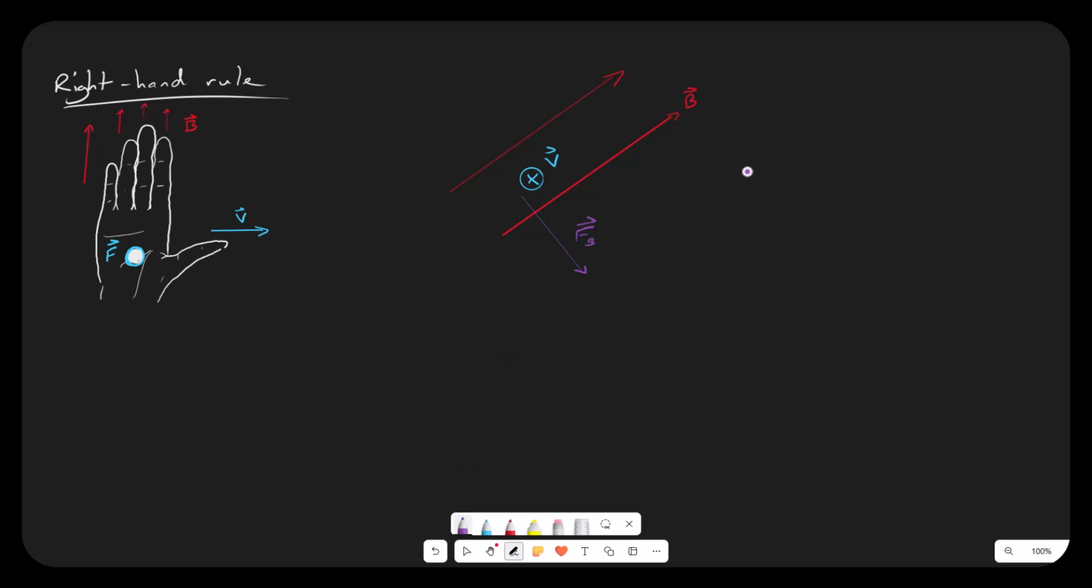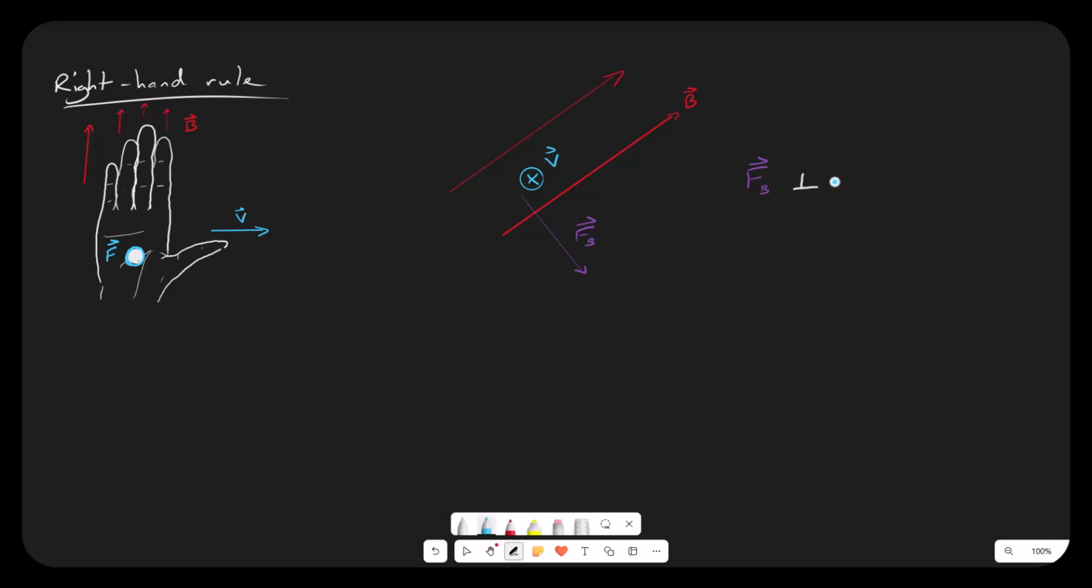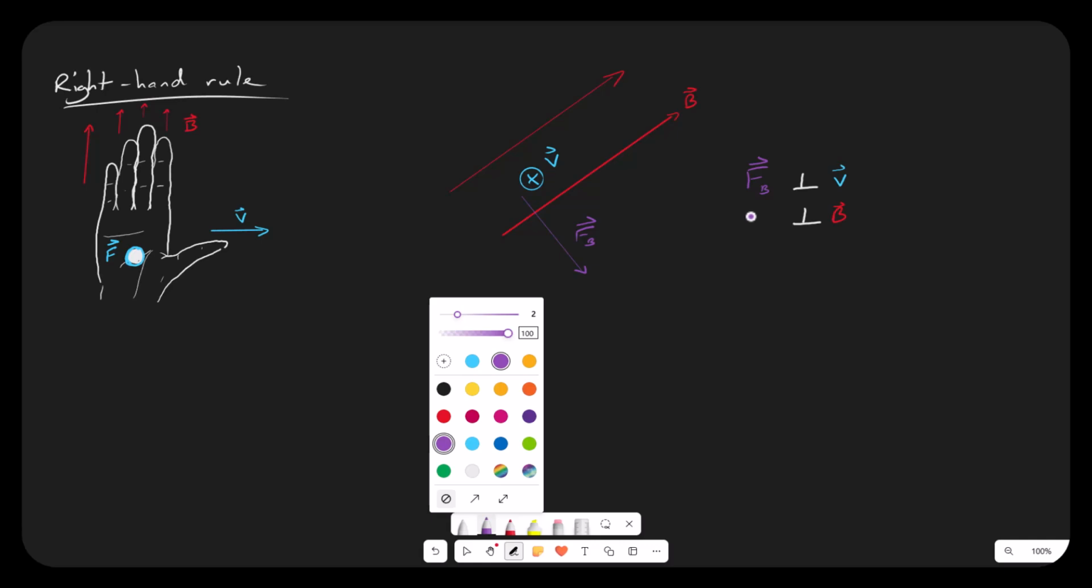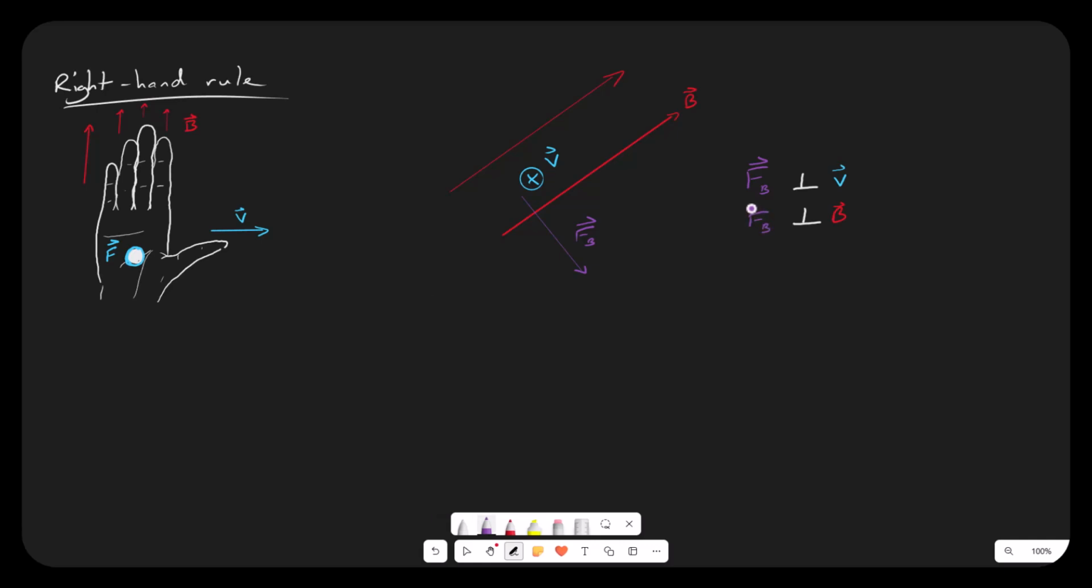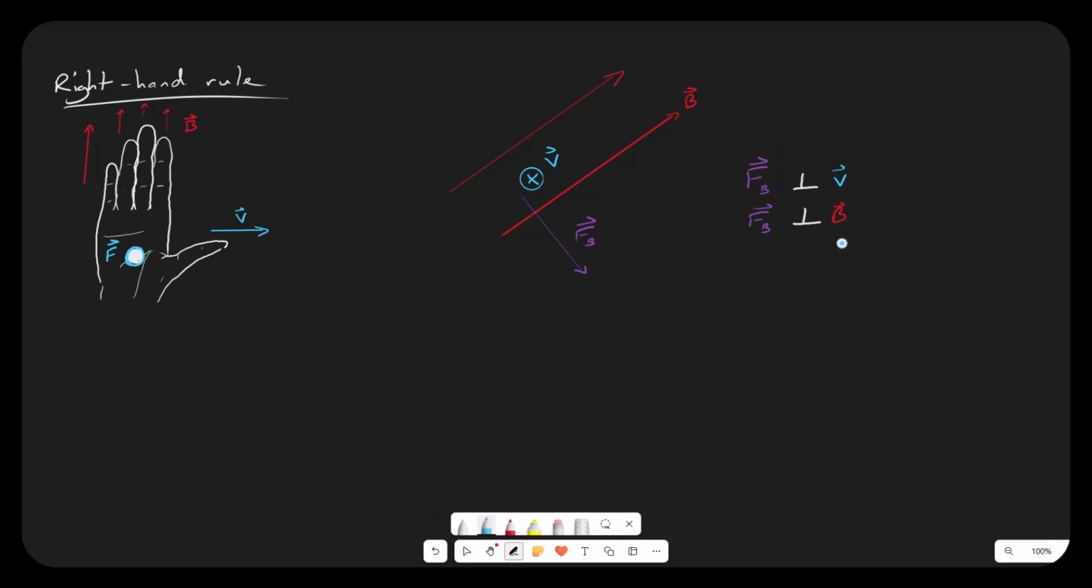My force will always be perpendicular to my velocity. It will always be perpendicular to my magnetic field. My velocity and field don't have to be perpendicular to each other, but my force, which comes from the vector operation of crossing V and B, will always be perpendicular to both of these.